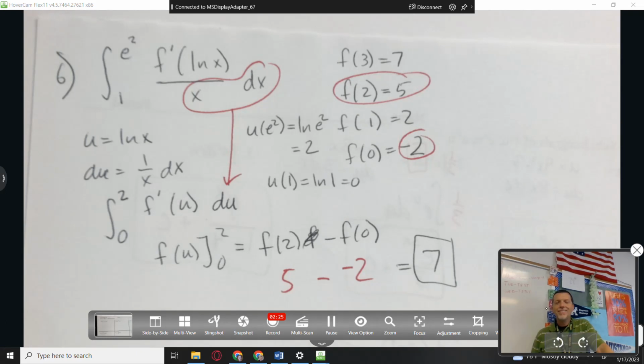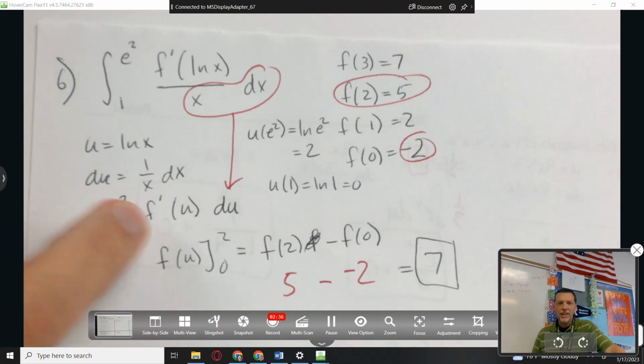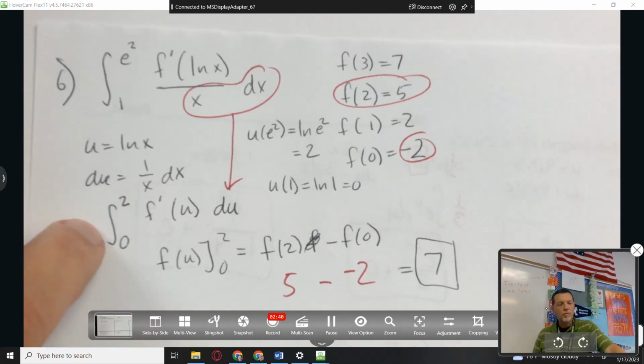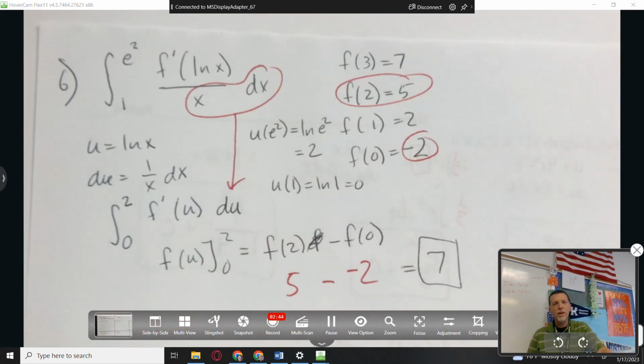So that's the kind of thing where there's a lot of steps in there. No one step is really that terrible. It was clear what u should be. Change the limits. Antiderivative of derivative. In some ways you can't get any easier than that. But did you recognize that? And then were you able to plug in 2 and 0 and pick out the right spots? It's a lot of stuff, a lot of places to mess up.